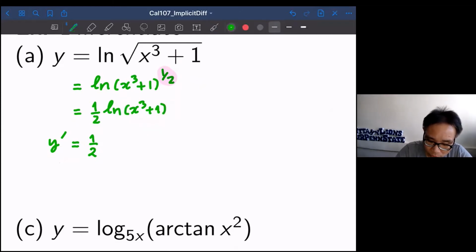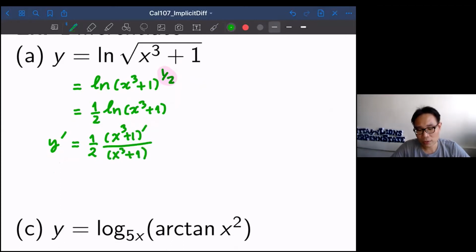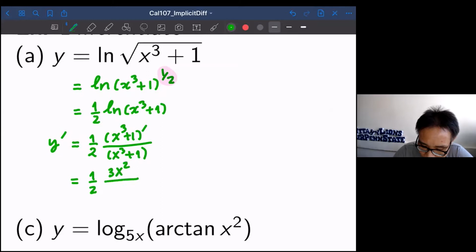So you write u prime, which is the derivative of x cubed plus 1, over u, which is x cubed plus 1. Like I said, this is how we get the correct formula, and this thing is 1/2. Differentiating x cubed plus 1, you get 3x squared over x cubed plus 1 on the bottom. So this one will be the derivative that you're looking for.